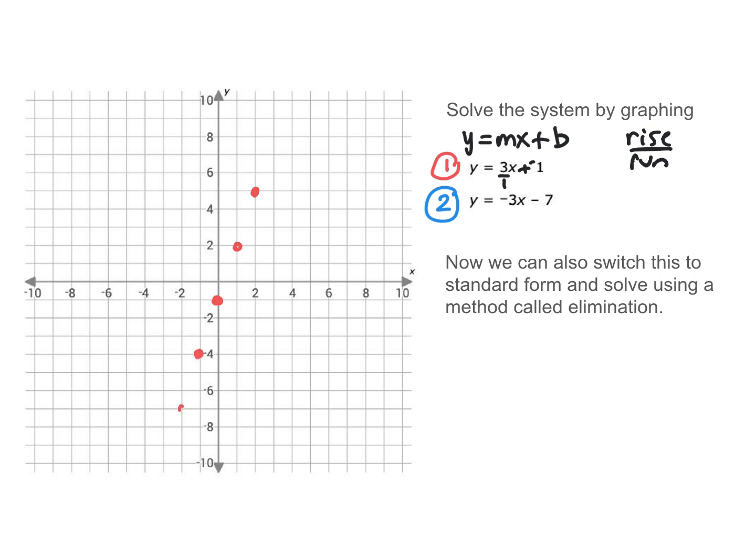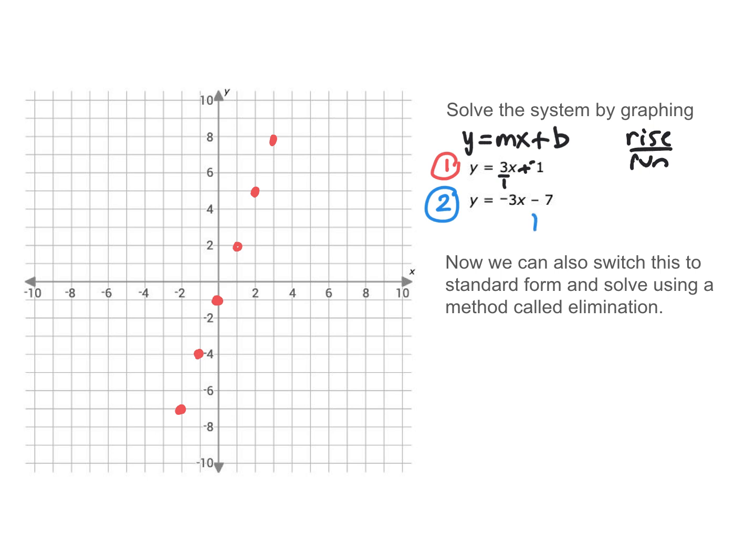1, 2, 3, and over 1. And you might recall from the fall that the more points you plot and the more accurate your line is, the better chance you have of actually finding the intersection point. So I'm going to keep it as is right now, and I'm going to plot the next one.